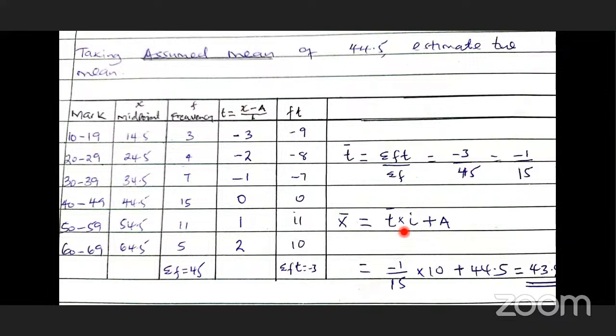So the mean we had obtained for t, which is -1/15, we multiply by the constant we were dividing with, the class width. Then we add the assumed mean. So we end up with -1/15 times 10 plus 44.5, which will eventually give us 43.83 recurring. Are we okay now?